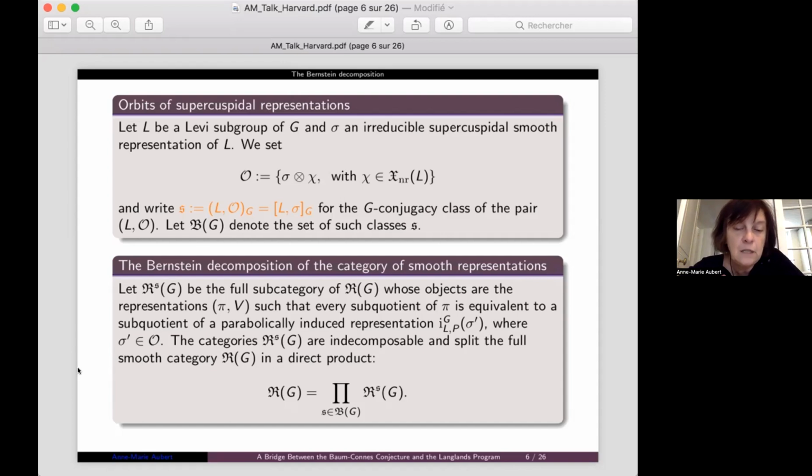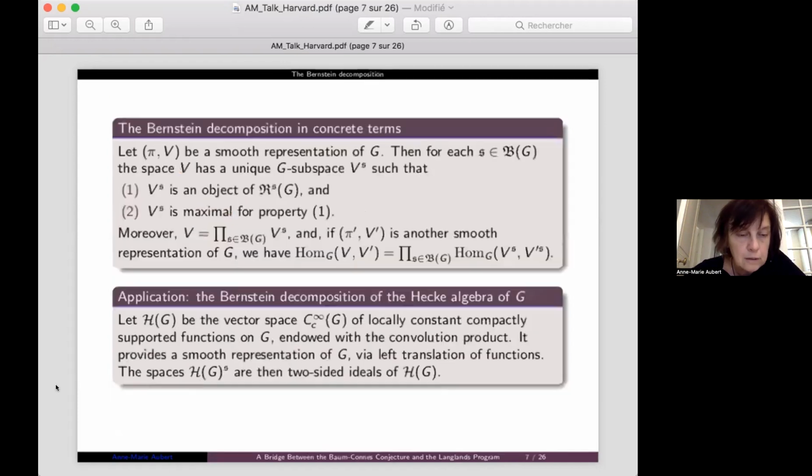And how is that category defined? It's just defined by taking all the irreducible subquotients of the parabolically induced representations of elements in the orbit O given by S. And these full subcategories R S of G are indecomposable and split the full category in a direct product. And this will be very important, because instead of trying to work with all the representations together, you can just fix one S and look at the subcategory which is attached to this S. And these subcategories have a very interesting structure. I will come back to this structure and say more later.